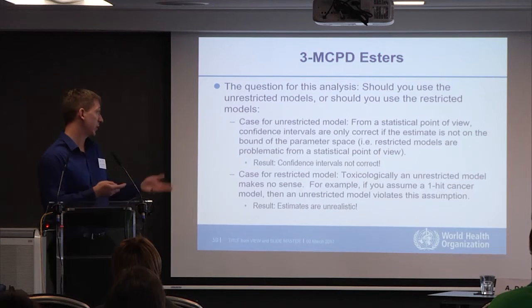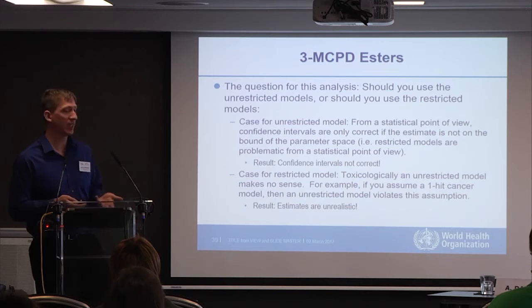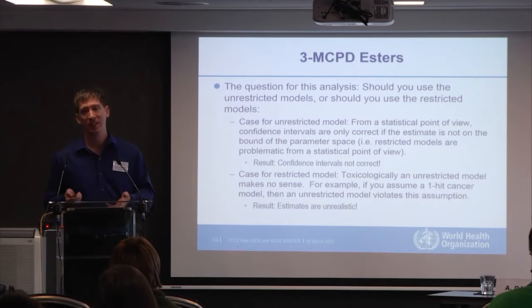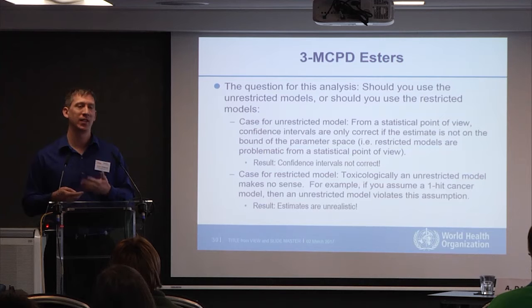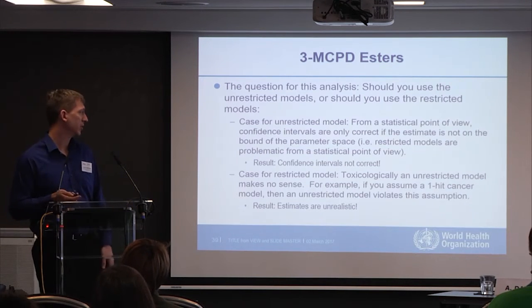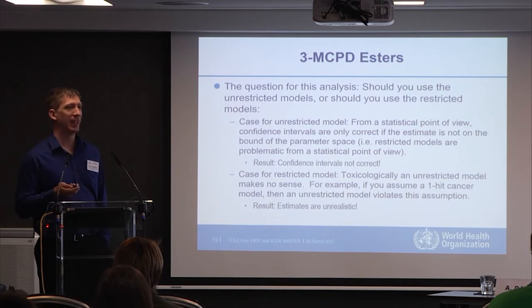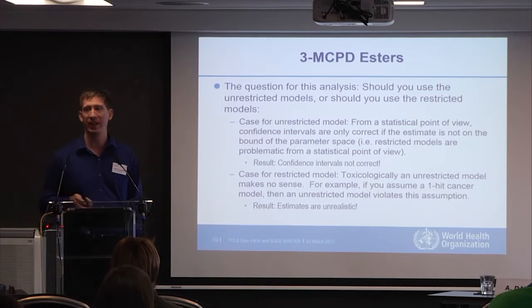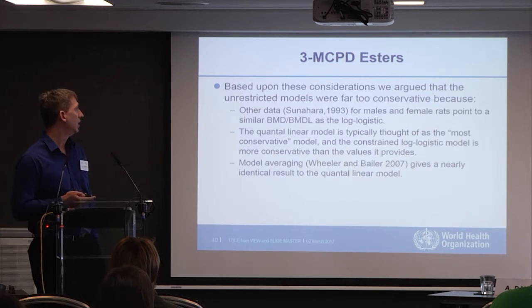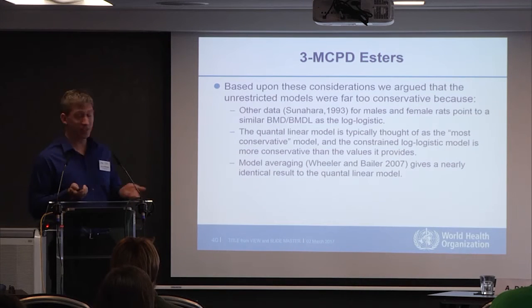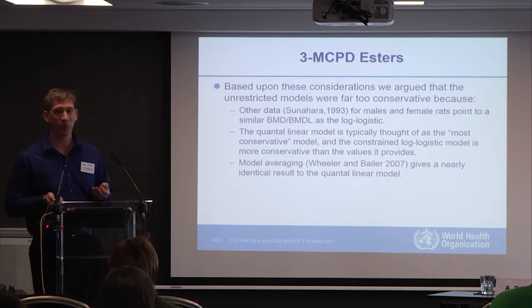But then there's the case for the restricted models. An unrestricted model makes no sense. Now, that could be argued, but if you assume a one-hit cancer model, something like the quantilinear model is the most dangerous model you could have, the model that shows the most risk. Well, the unrestricted models will violate this assumption. And they violate this assumption and give estimates that are unrealistic. They give risks that are too low. So based upon these considerations, we argued extensively that the unrestricted models were far too conservative.